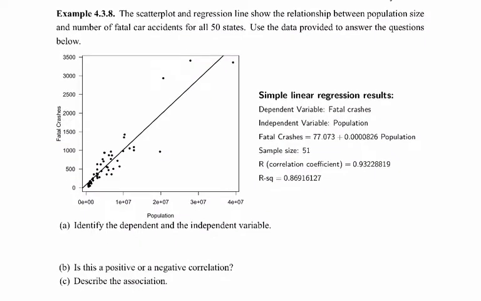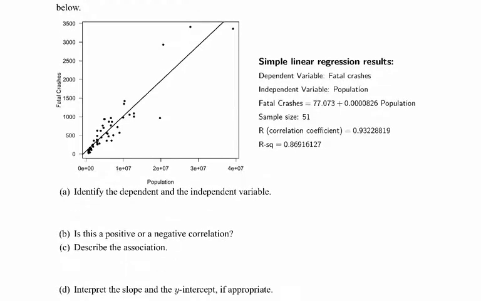Okay, let's look at this example. The scatter plot shown below shows the relationship between population size and the number of fatal car accidents for all 50 states. So use the data to answer the questions that follow. So here's my information from StatCrunch. I've got it plotted. Our population is down here. These are really big numbers because we're talking about populations of a state versus fatal car crashes. So our independent variable is the population. Our dependent is the number of fatal car crashes. And then here is my regression equation right here.